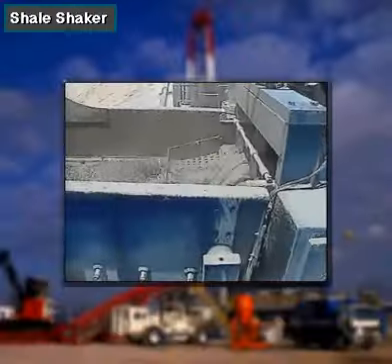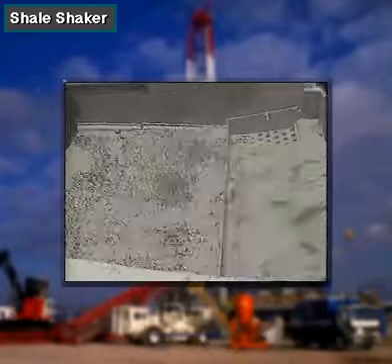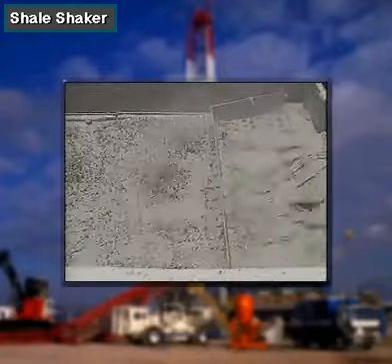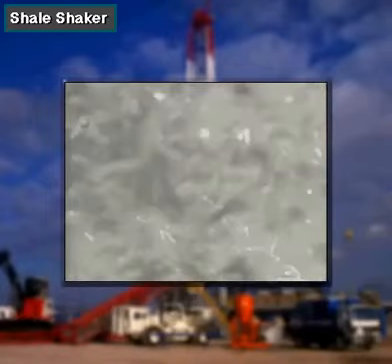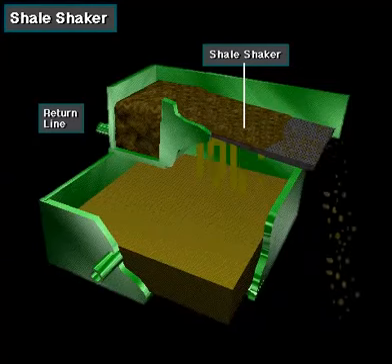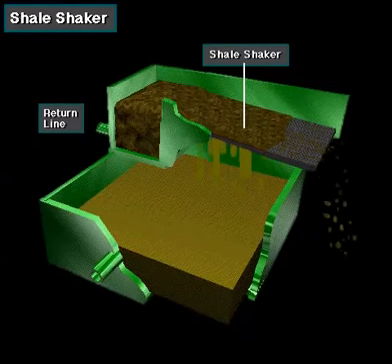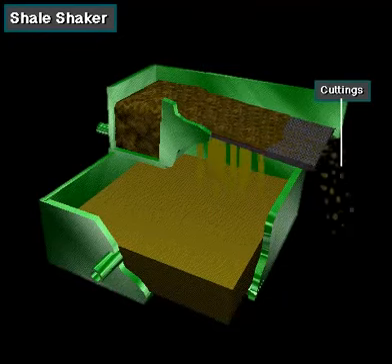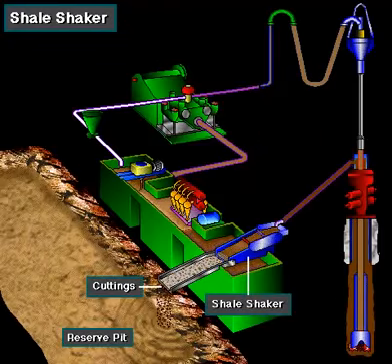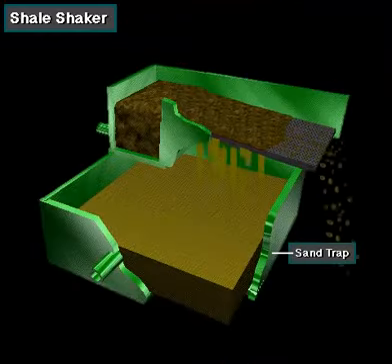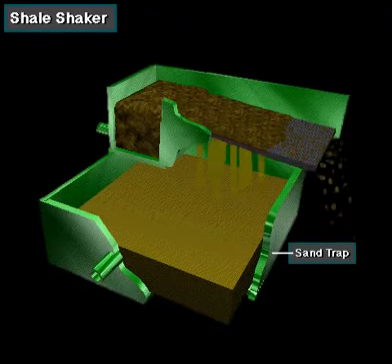The shale shaker has rapidly vibrating screens. The mud and cuttings from the return line fall onto it. The vibrating screens catch the larger cuttings. These cuttings fall into the reserve pit, the sea, or other container for disposal. The liquid mud goes into the sand trap, which is a special mud tank.